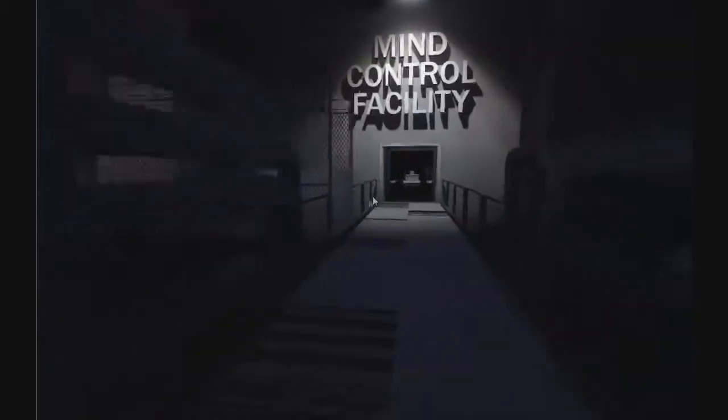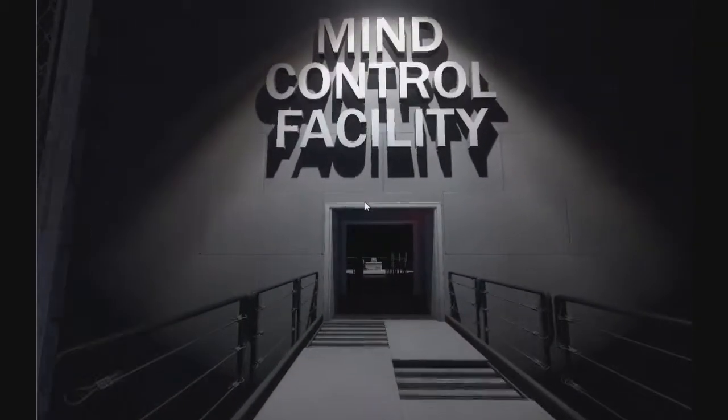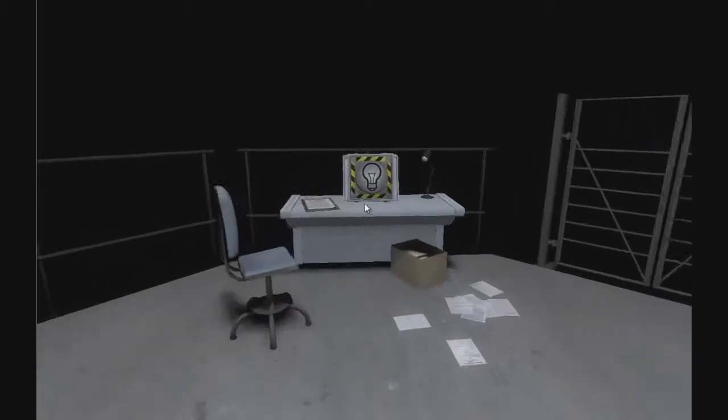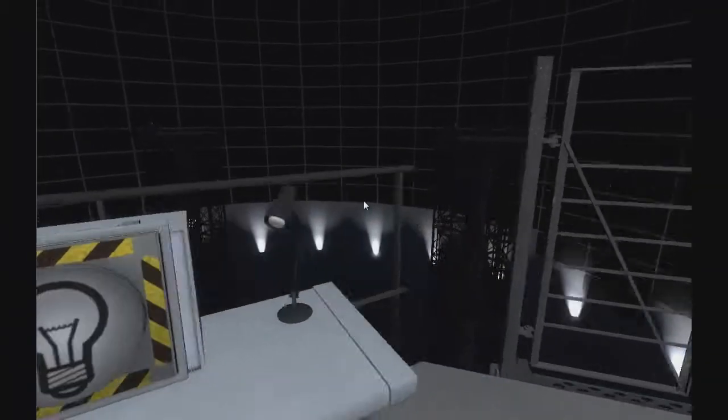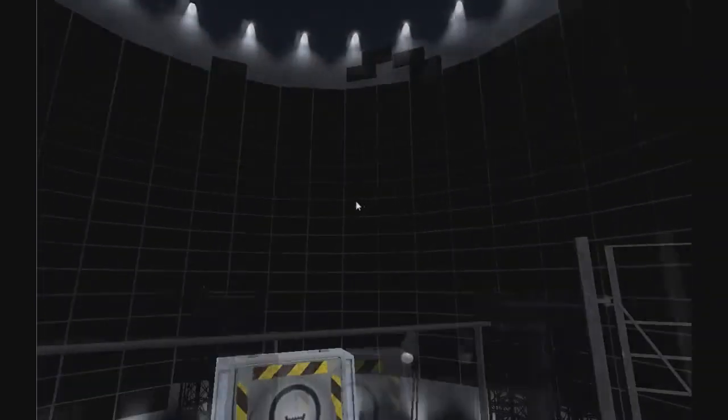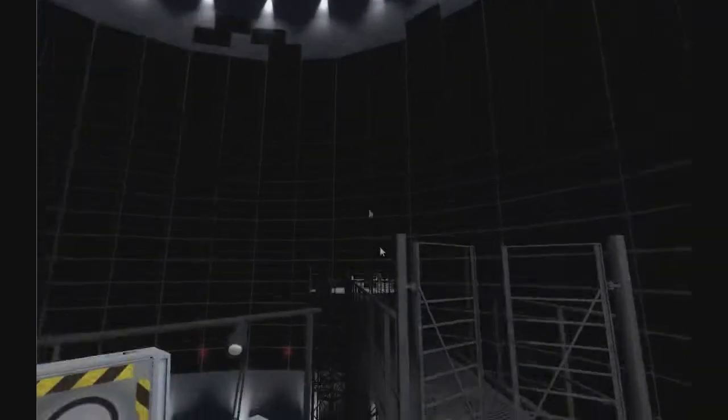Stanley walked straight ahead through the large door that read Mind Control Facility. The lights rose on an enormous room packed with television screens. What horrible secret did this place hold? Stanley thought to himself. Did he have the strength to find out?